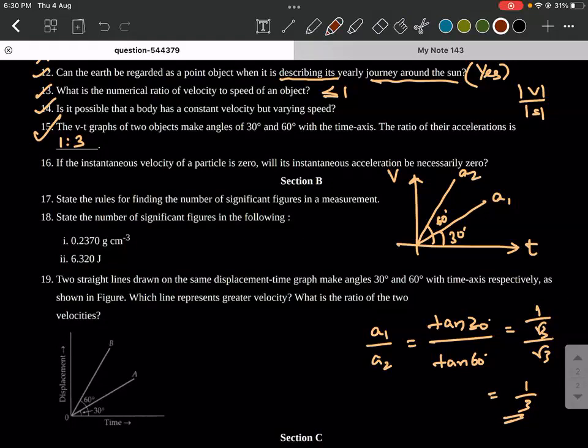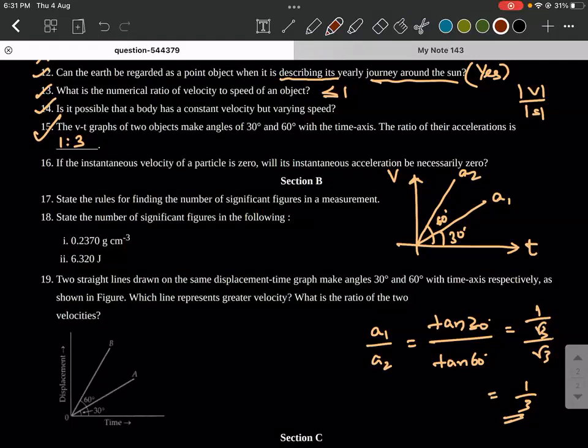Okay. So I'll give you a scenario. You have a ball in your hand. You throw it in the upward direction. When the ball reaches the highest point, at that instant, what would be the velocity? But what about the acceleration? The acceleration is not equal to zero because the ball is still under the influence of gravity. It is still decelerating. So this is one such example where you can say if instantaneous velocity is zero, it is not necessary that the instantaneous acceleration will also be zero.